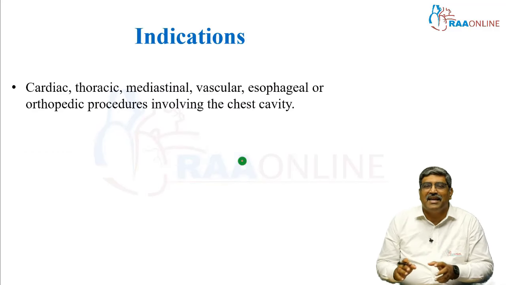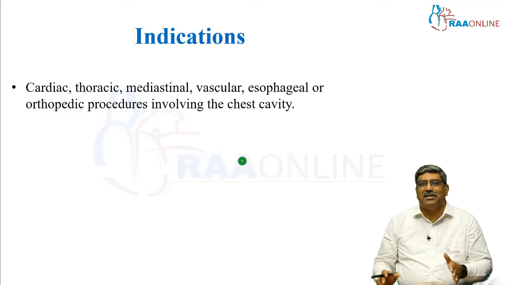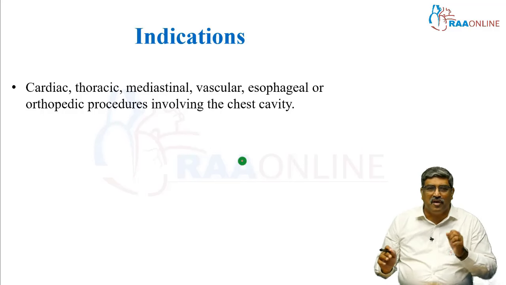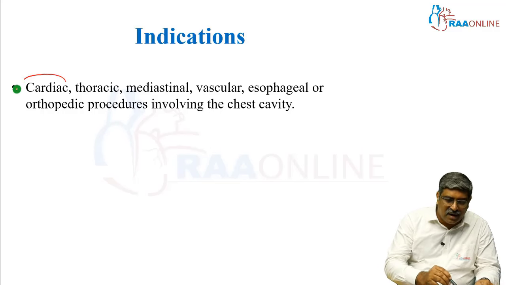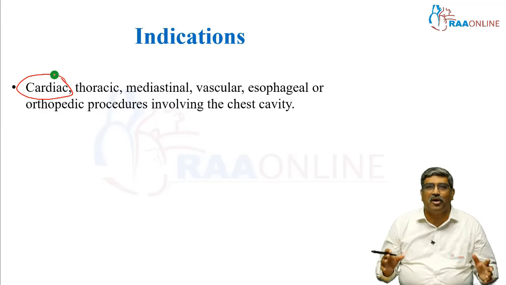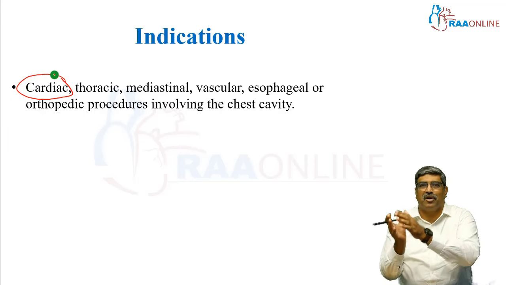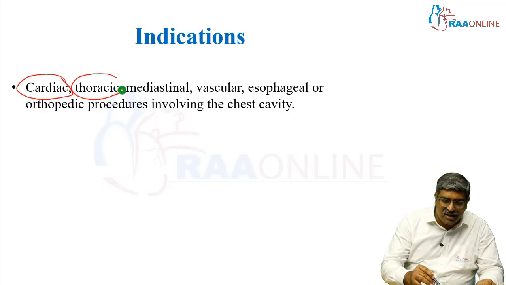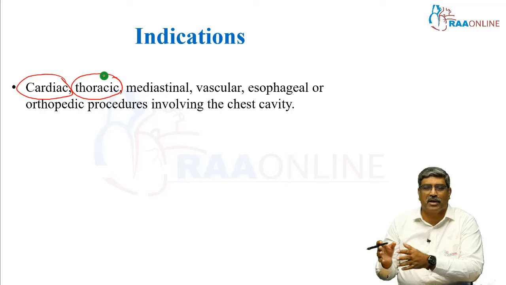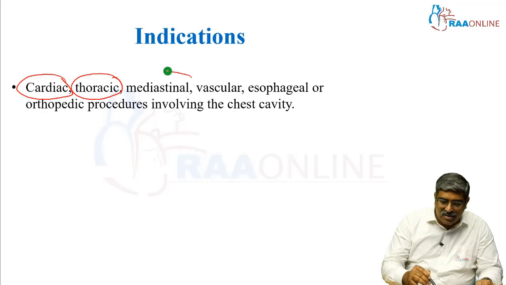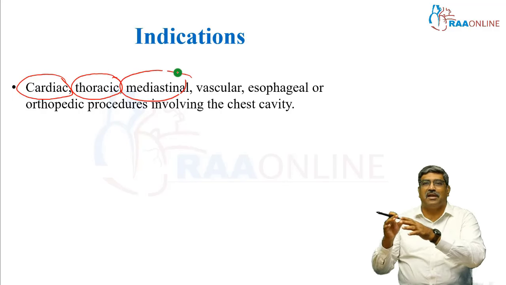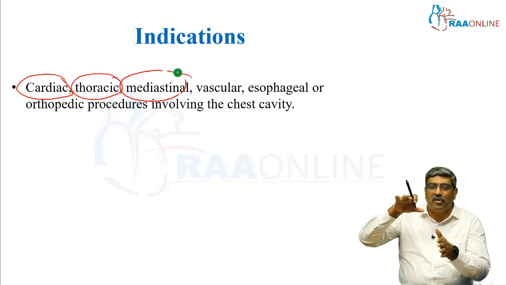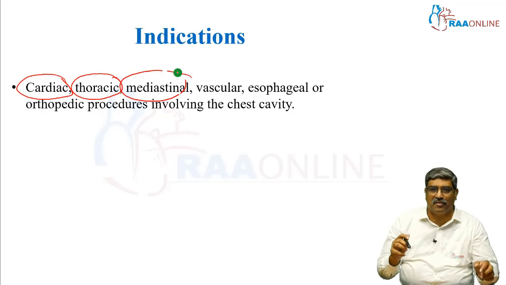What are the indications for one lung ventilation? In other words, what are the indications for lung isolation? Cardiac procedure. For example, you are doing a minimally invasive surgery where you are doing a thoracotomy. You have to isolate the lung. Thoracic surgery, pneumonectomy or lobectomy, mediastinal procedures like posterior mediastinal mass or anterior mediastinal mass, you have to isolate that particular side of the lung.